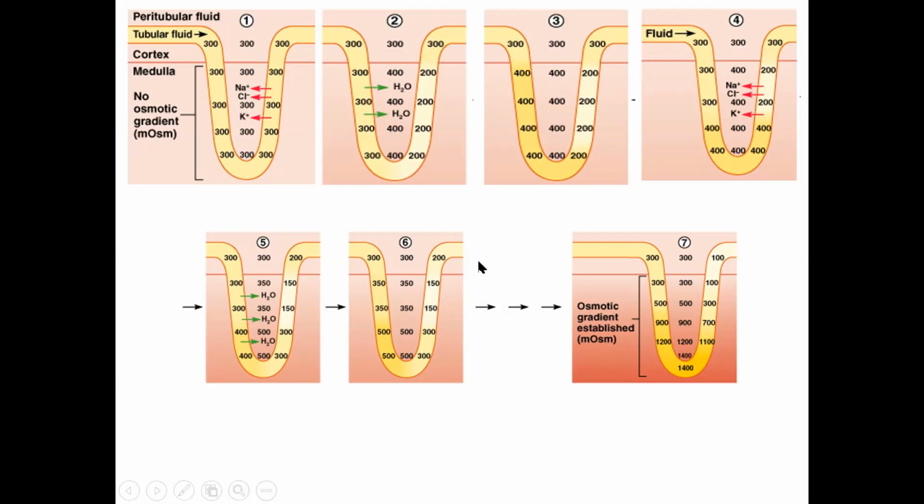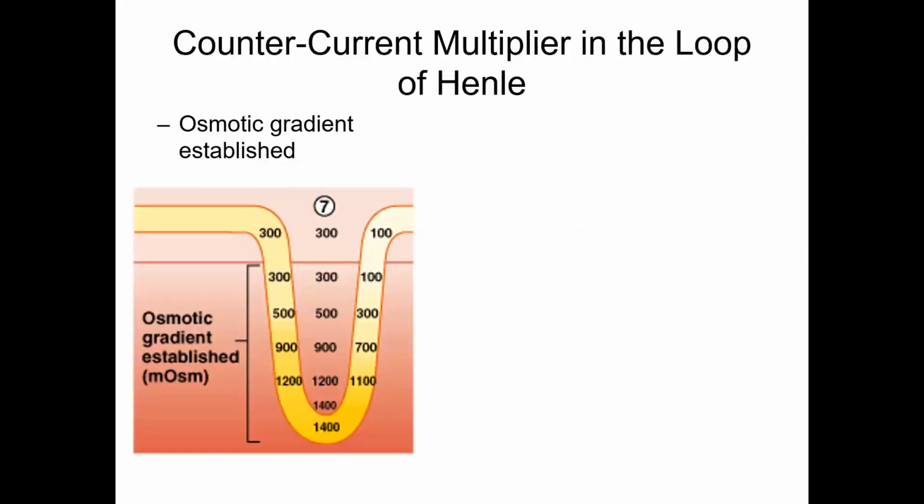First, let's look at this process. Make sure you understand why we end up with this concentration gradient in the loop of Henle and also in the surrounding medulla. Think about it, review this process, and write down all your questions so we can discuss this more in office hour. Okay, so now this is the end result.